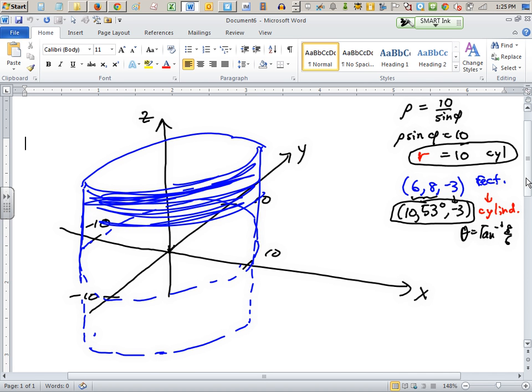Now you kind of visualize that particular point a little better. I think I will actually draw that point. Okay, so I'm going to do all my drawing in green from now on. So if you basically go in the 53 degree direction, 10 spaces out, and then drop by 3, you'll find yourself down here on the surface of the cylinder, sort of in the back. And this is the point. Let's call it point P. Okay?